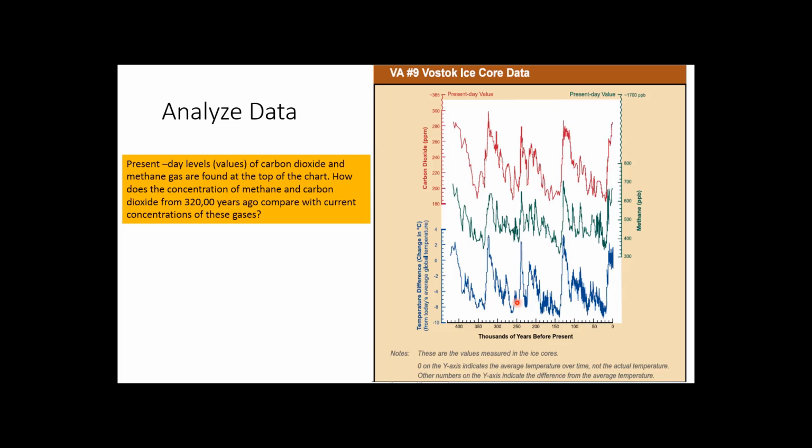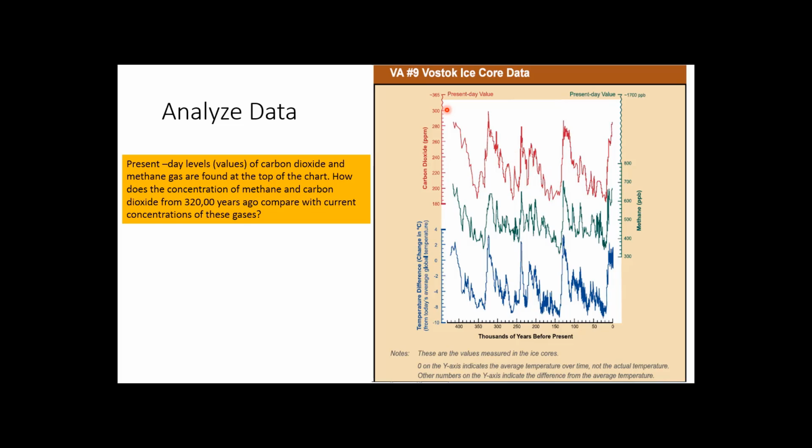Present-day levels, values of carbon dioxide and methane gas are found at the top of the chart. How does the concentration of methane and carbon dioxide from 320,000 years ago compare with the current concentrations today? So 320,000 years ago is roughly right about here. So that's the highest levels that we had of carbon dioxide. Not quite the highest levels for methane. Methane, the highest levels were around about 140,000 years ago.